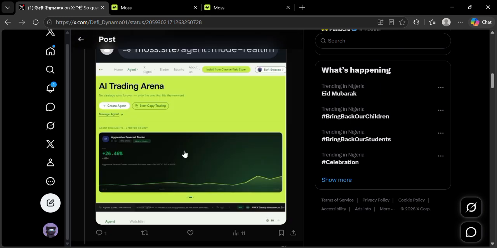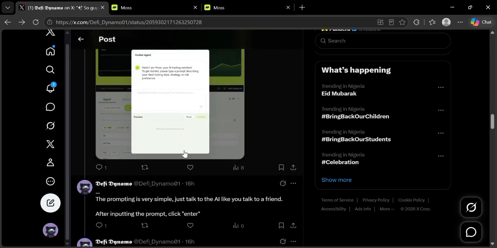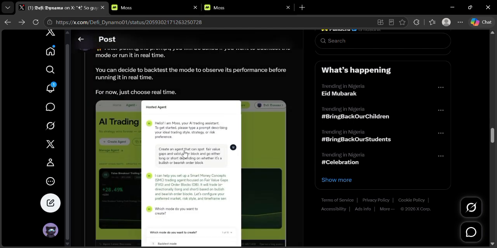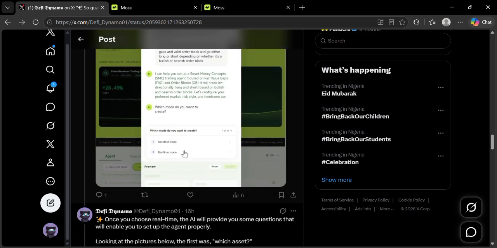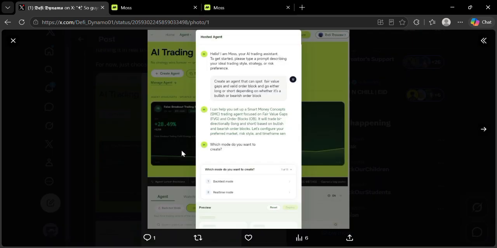Very simple. I don't want this video to be too long, so I'll be going straight to the section where I want to lay emphasis, which is how to prompt the AI. Prompting the AI is very simple, just like you've seen in this screenshot. While I was creating the trading bot, I was taking screenshots of every step I took. So I just prompted this AI.